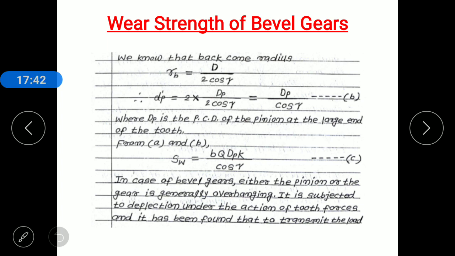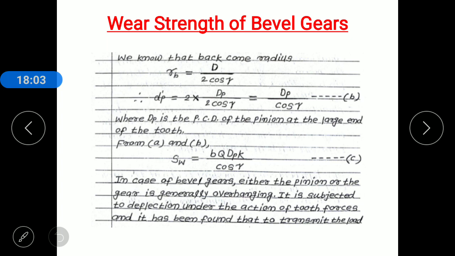The above equation is considered as equation B, and from equations A and B, the wear strength S_w is equal to b Q D_p K. Here we just substitute the value of D'_p from equation B in equation A, and we get the wear strength S_w = b Q D_p K divided by cos γ. Consider this equation C.